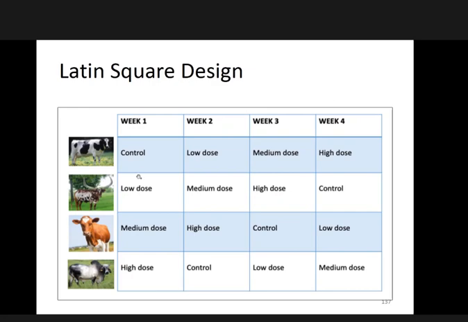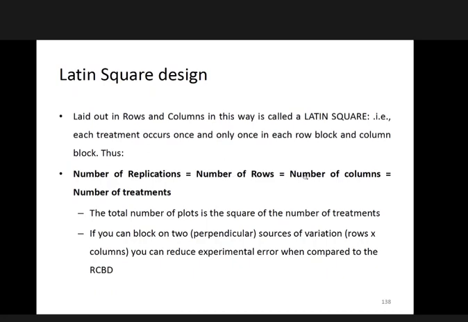Okay, so here the number of replications equals the number of rows, equals the number of columns, and also equals the number of treatments. What this means is that if you have 5 treatments, each treatment needs to be replicated 5 times. And in that case, you need to have 5 rows and 5 columns. So if I have 10 treatments, then each treatment also has to be replicated 10 times.